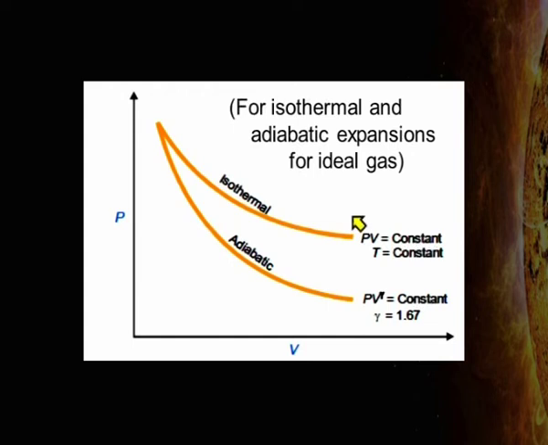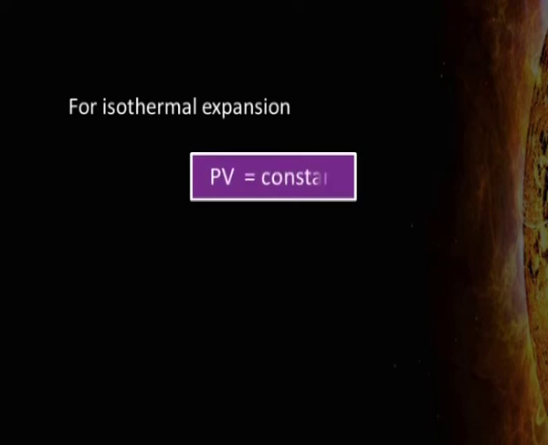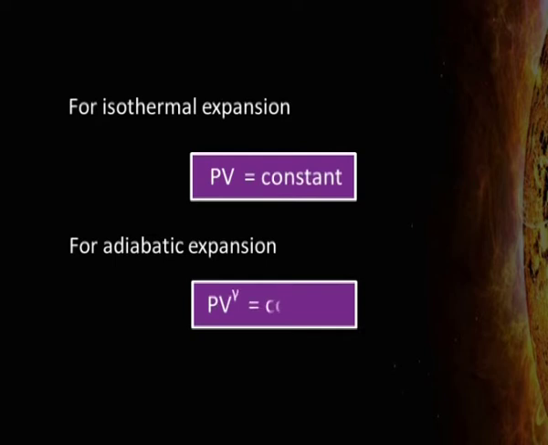This is because of the difference in relationship. For isothermal expansion, PV is equal to constant, and for adiabatic expansion, PV to the power gamma is equal to constant, and gamma has a value greater than 1. Now, we will derive a relationship for work done in adiabatic expansion of an ideal gas.